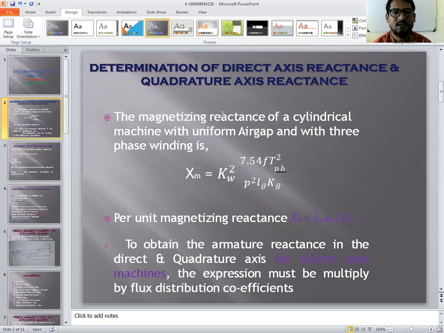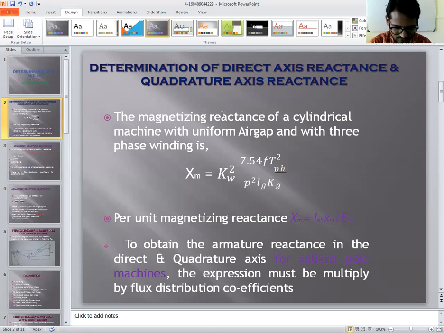Xm equals K square omega, 7.54 F T square Ph upon 2 P square Lg Kg. When the peak of the armature MMF aligns with the quadrature axis, the reactance offered to the armature MMF is called the quadrature axis reactance. The reactance is given by the large air gap, which is maximum.